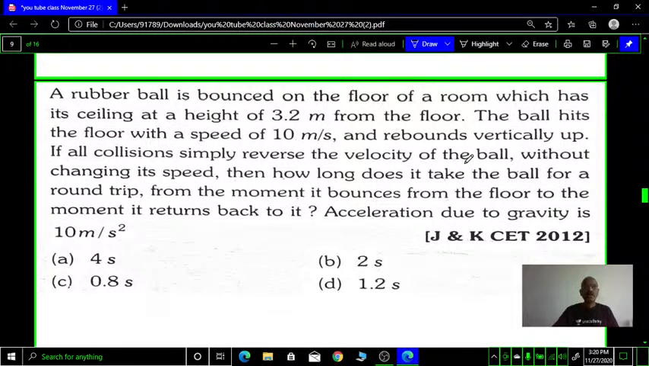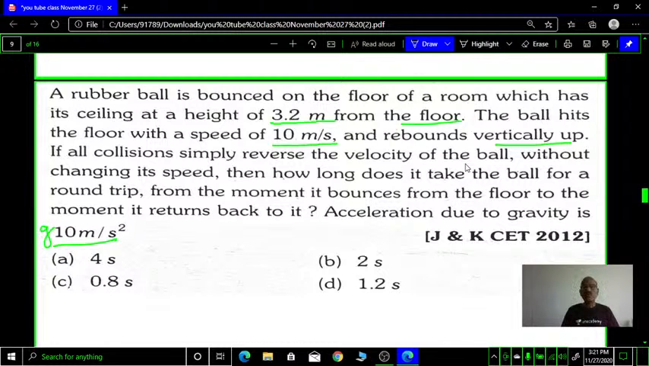Here it is. A rubber ball is bounced on the floor of a room which has the ceiling at a height of 3.2 meter from the floor. The ball hits the floor with the speed 10 meter per second and rebounds vertically up. It goes up to the height, see, the 3.2 total height ceiling. If all collisions simply reverse the velocity of the ball without changing its speed, then how long does it take the ball for a round trip, right? From the moment it bounces from the floor to the moment it returns back to it. Acceleration due to gravity small g is given 10.